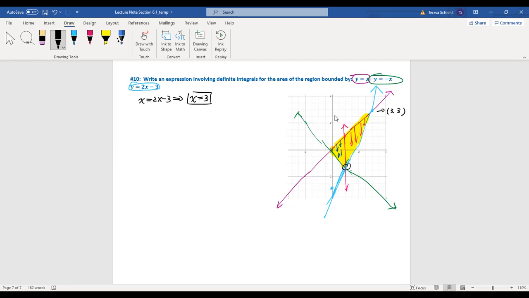This intersection point is the blue and the green. The blue, 2x minus 3, equals the negative x, the blue and the green, right? So what is the x here? x equals 1, correct? When x equals 1, what is the y value? y equals negative 1. So this point is (1, -1). And then this is easy. This is (0, 0), right?